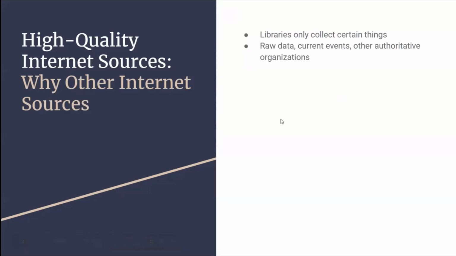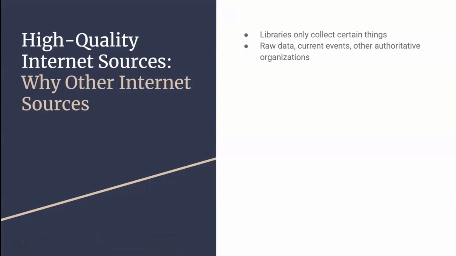Our library only collects certain things. We talked about that before with Primo. We don't have everything that's out there. We are trying to suit the things that we think that you're going to need. That's what we try to collect. But we don't have everything, and it's good to look outside us if you're not finding what you're looking for.